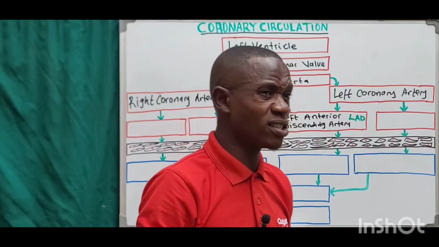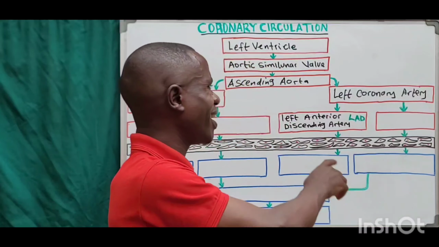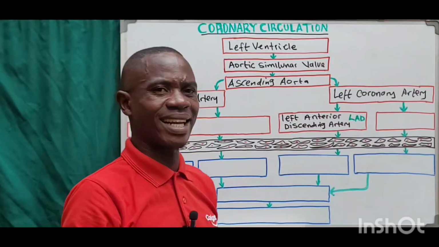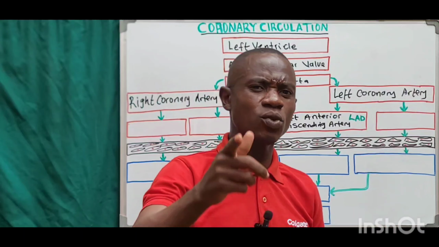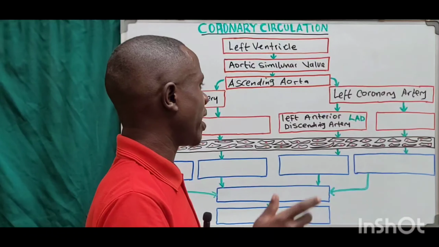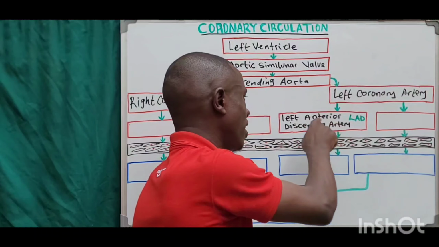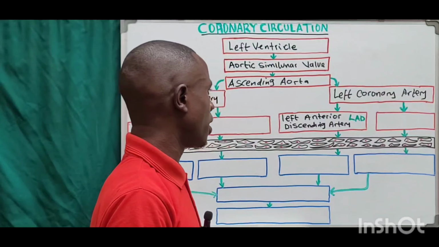Okay, and that's why it is sometimes called the widow maker, because whenever an atherosclerotic plaque clogs the left anterior descending artery, the left ventricle becomes ischemic, and eventually it will lead to an MI, which is a myocardial infarction. So this left anterior descending artery is super important.